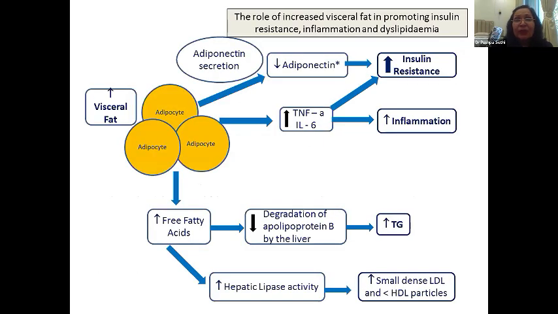Right. So here you can see, when the visceral fat increases, adipocytes undergo hypertrophy. What happens? All the inflammatory cytokines increase. It is only adiponectin which is decreased. So visceral obesity decreases the only protective cytokine, that is adiponectin, whereas it increases all the inflammatory cytokines.